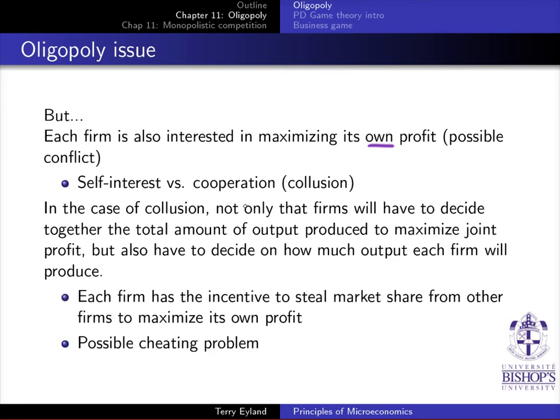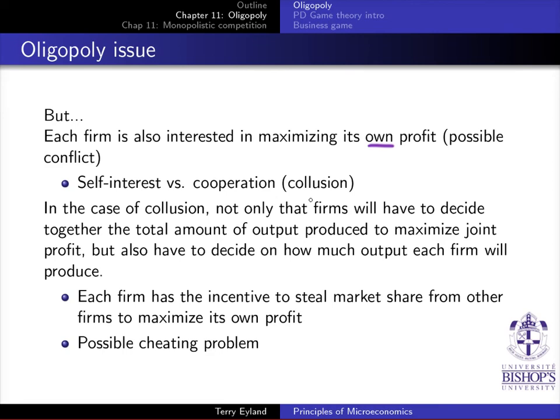Because at $1.22, it's still more expensive than it was before, but you are cheaper than everyone else in the city. And by being cheaper than everyone else in the city, you're going to start attracting people. So there's this self-interest versus cooperation.